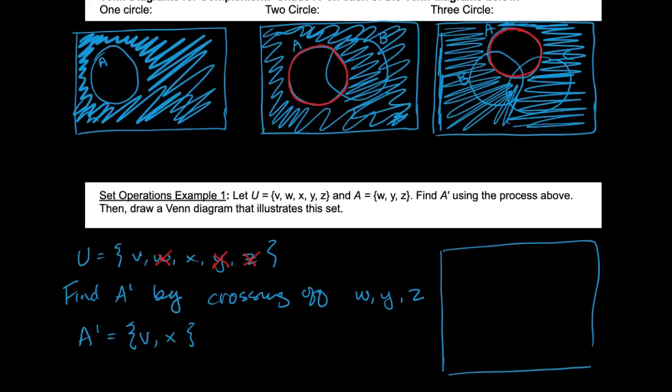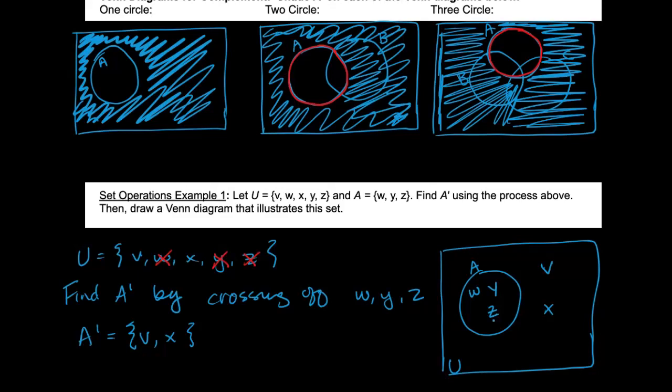And then I could also do this by looking at a picture. So I could draw my box, and I could draw circle A, and in it would be letters W, Y, and Z, and then outside of the circle would be any of the other letters that are missing from the universal set. So we don't have V, so I'm going to put V there. W is already in circle A. X is not, so I'm going to put X outside the circle. Y is in circle A, and then Z is in circle A.